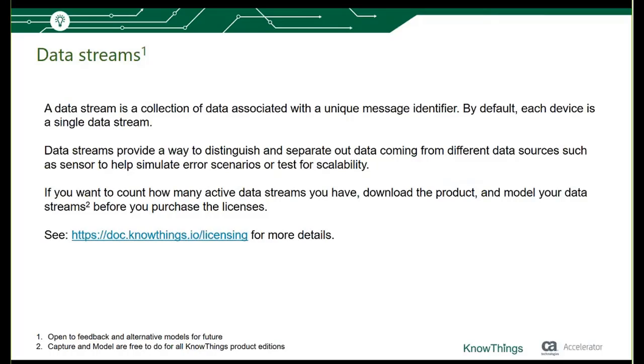If we had to think of what a data scheme is, we call this a collection of data that's associated with a unique message identifier. So by default, each device has a single data scheme. So if you don't define your data scheme to begin with, that's how it starts. And the way to think about the concept is we want to provide you a mechanism where you can distinguish and separate data that's coming out from different data sources.